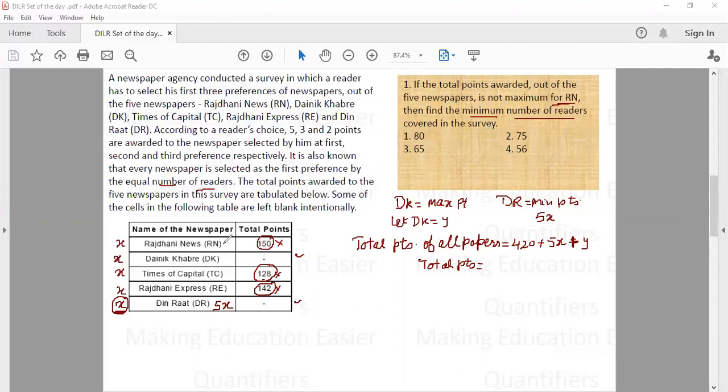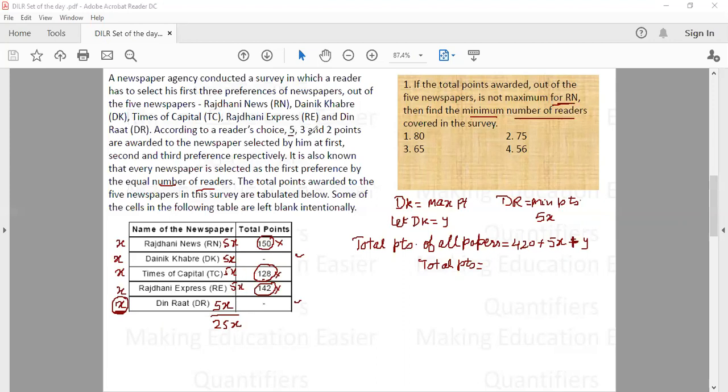That means all these 5 papers are getting 5x points each from the first preference. So the total points obtained from the first preference will be 25x.